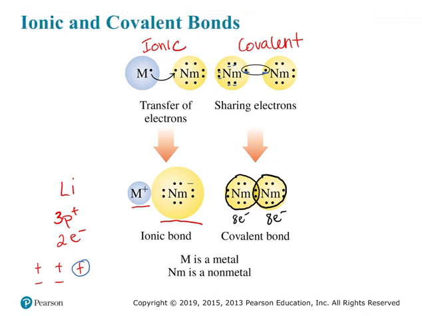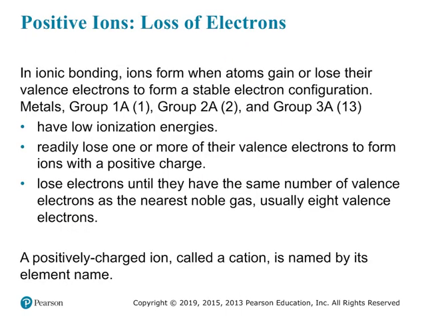Okay, so these are the 2 types of bonds that can form in compounds. Okay, so now let's talk about ions a little bit more. We're going to talk about positive ions. So we just said that that involves a loss of electrons. So in ionic bonding, ions form when atoms gain or lose their valence electrons to form a stable electron configuration, so a noble gas configuration.